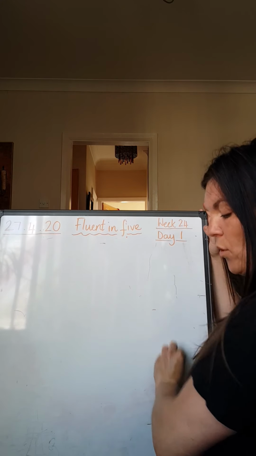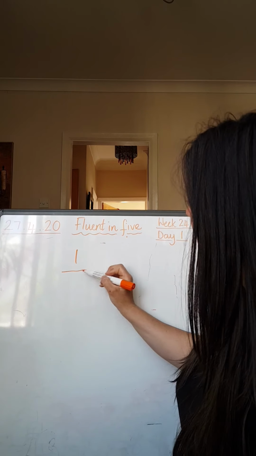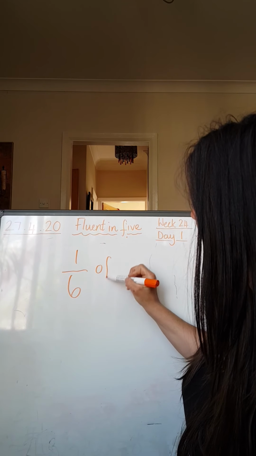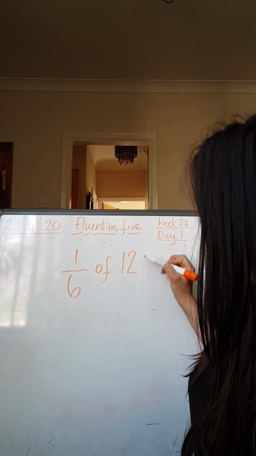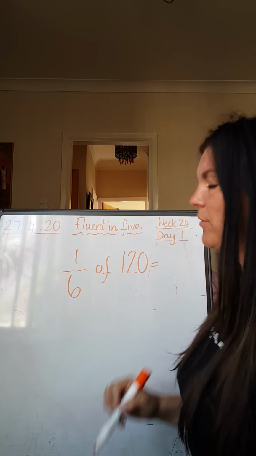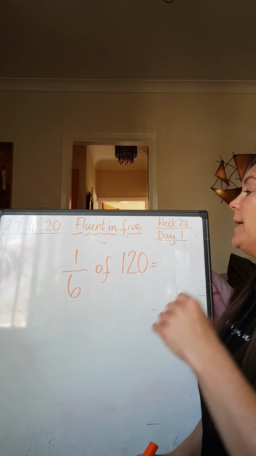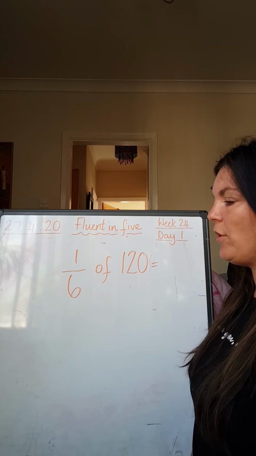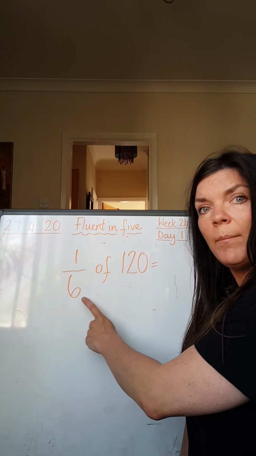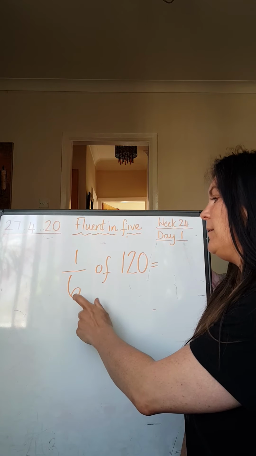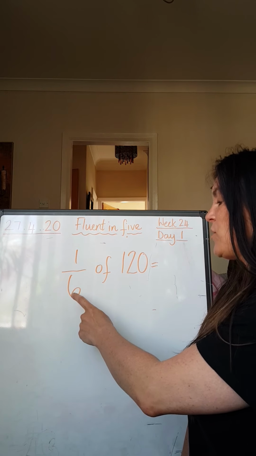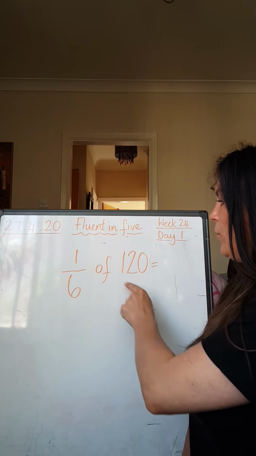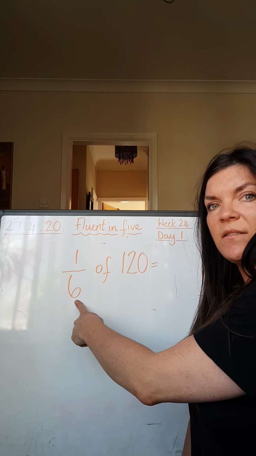Okay, question number 4. We've got 1/6 of 120. Right, some people really don't like these, but I'm used to them by now. I know exactly what to do. I know this is the divide bar in a fraction, so I'm dividing by the number at the bottom, which is the denominator. In this case, 6. So I'm dividing by 6. I want to know what 120 divided by 6 is.